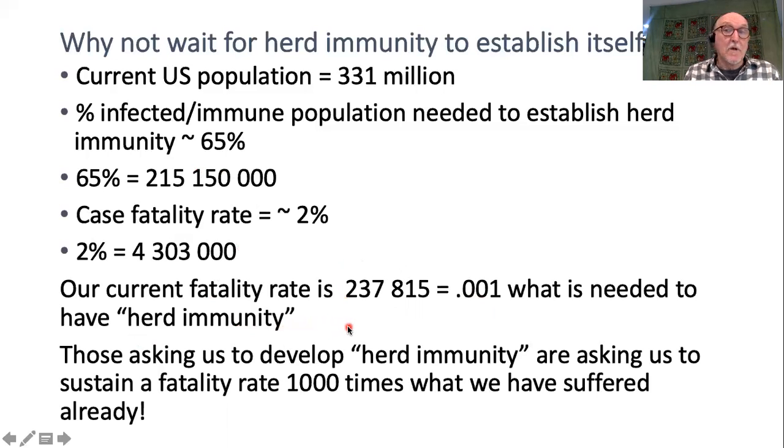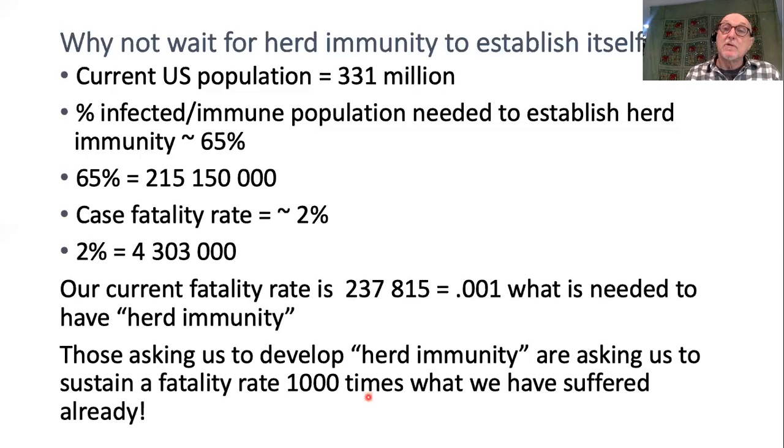Dr. Atlas, who is on the COVID-19 Presidential Advisory Board, is asking us to establish herd immunity by getting infected, by allowing the population in general to become infected. And what they're asking us to do is to sustain a fatality rate 1,000 times what we've suffered already. 1,000 times. This is not a sensible recommendation.